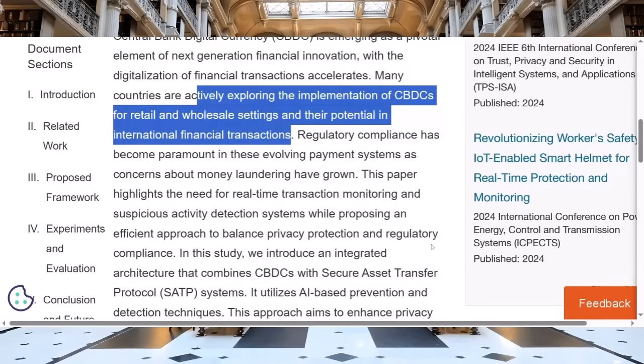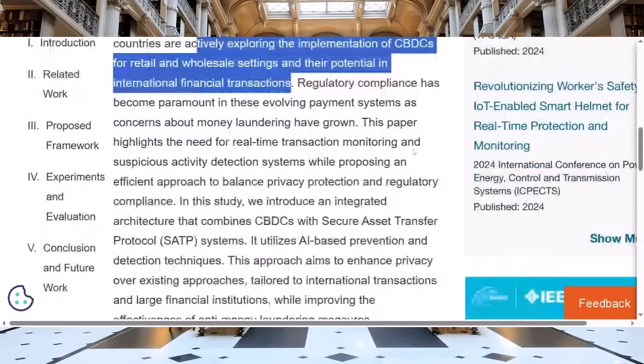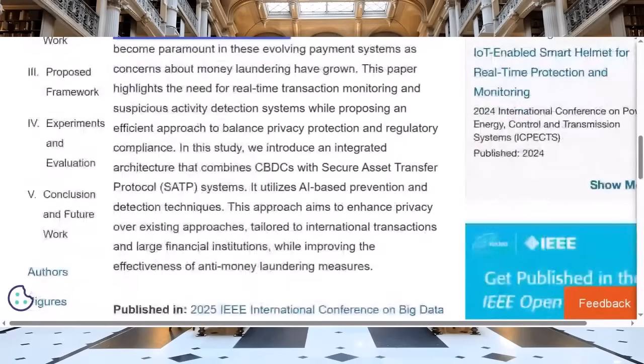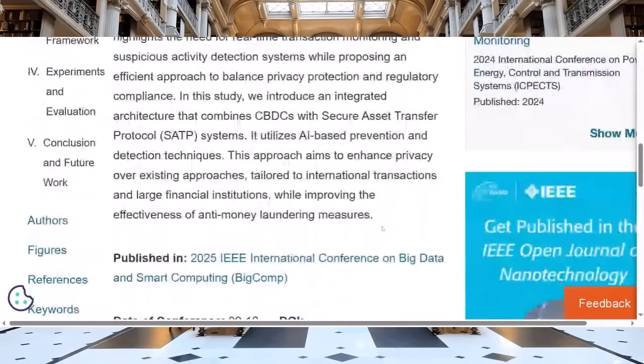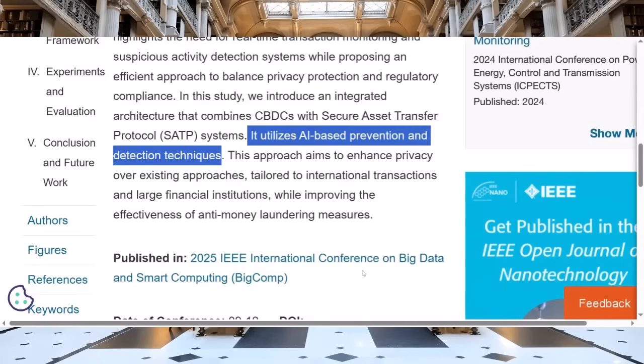True. There have been recent tweets, even from Gilbert Verdian, addressing some of this. But it says this paper highlights the need for real time transaction monitoring and detection systems. Okay, what about the whole thing of SATP? Well, we addressed that. In the case study, they introduced an integrated architecture that combines CBDCs with secure asset transfer protocol systems. By the way, it does utilize AI based prevention and, of course, those detection techniques. And as we do, you see also here, this approach aims to enhance privacy over existing approaches.